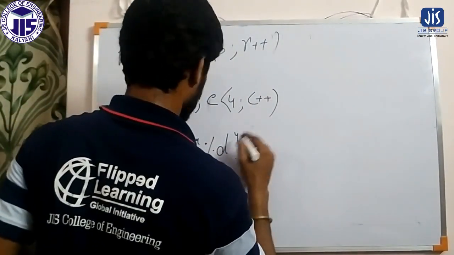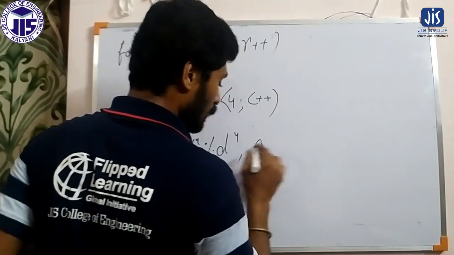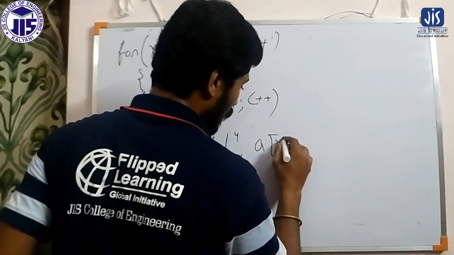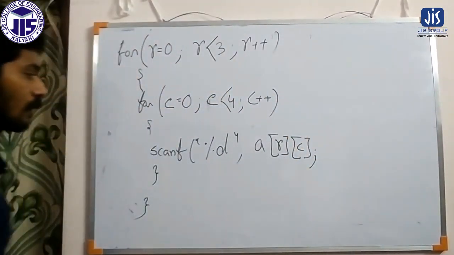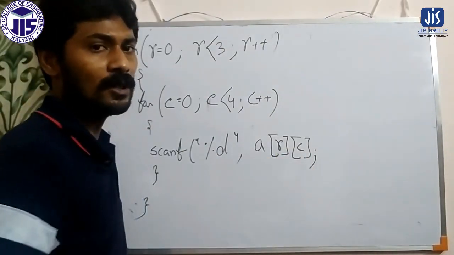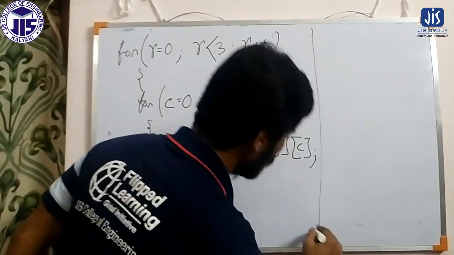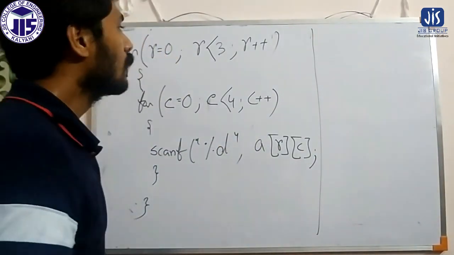So here it is. The array name, for example, I have considered as A, name of the array, and this is R variable that is representing the row, and C is representing the column. Okay. So this is what we are doing. First we represent the row, then we represent the column. So if I execute it, let us see what we have just discussed. It is following that or not.